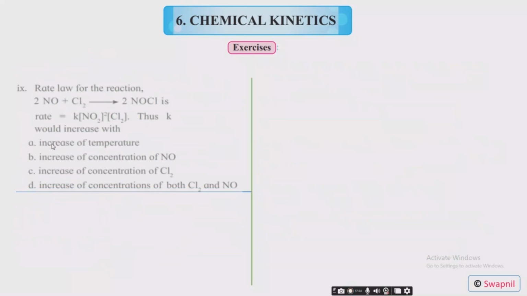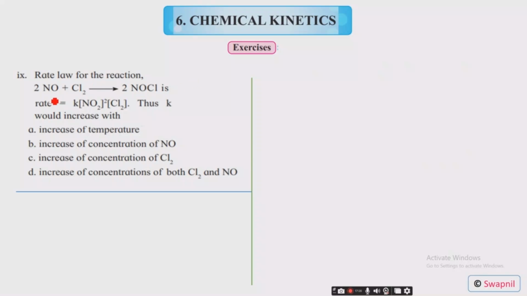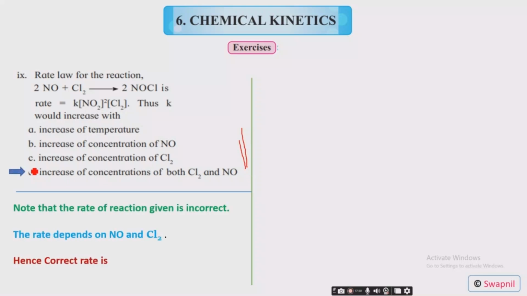So next, the rate law for the reaction twice NO plus Cl2 gives twice NO2 is rate is equal to this, and thus K would be increased if, and these are the options. The correct option is option D, that is increase of concentration of both Cl2 and NO. Note that the rate of reaction given is incorrect, that is there is a printing mistake. Here there is only NO2.